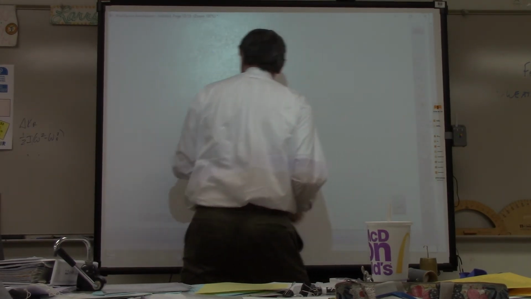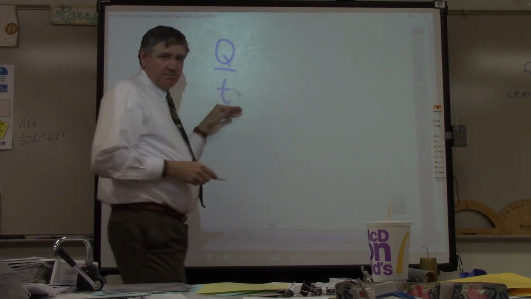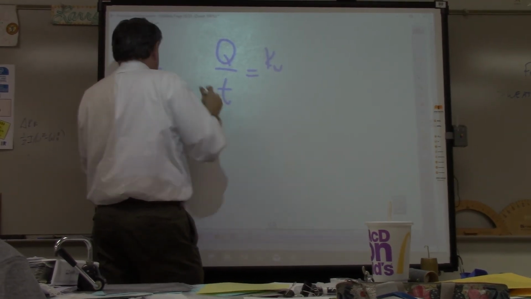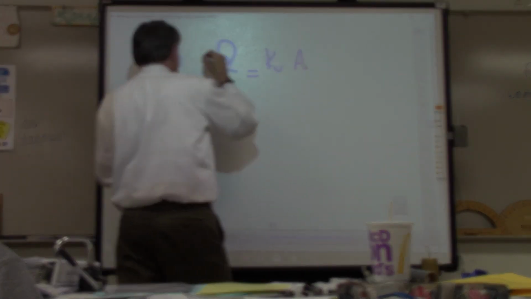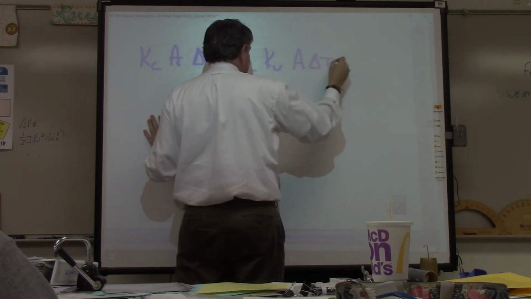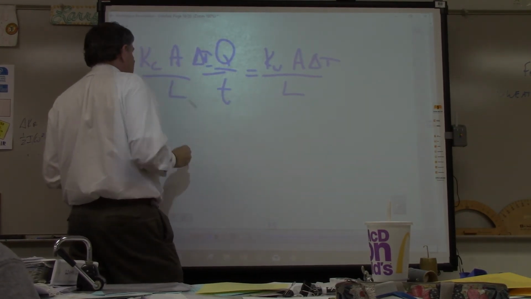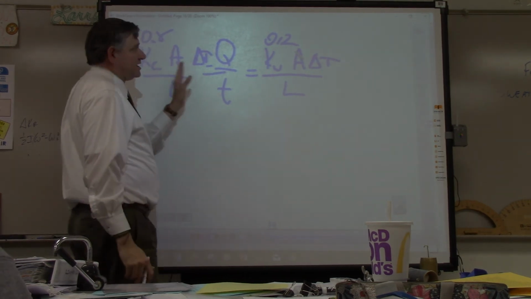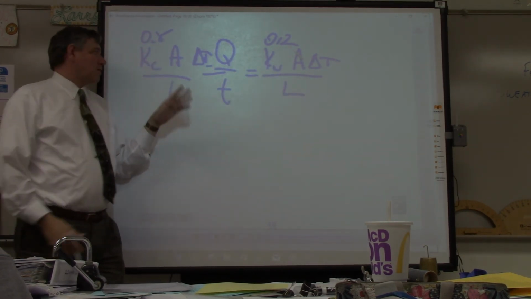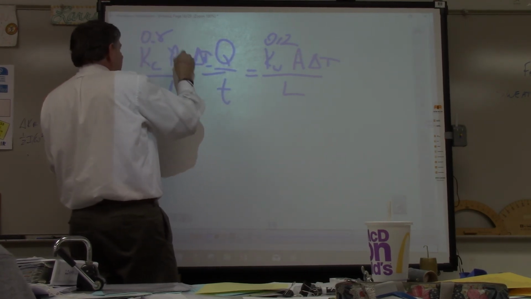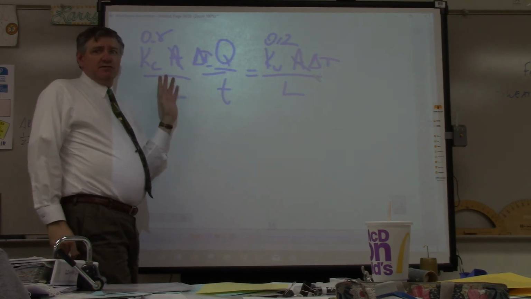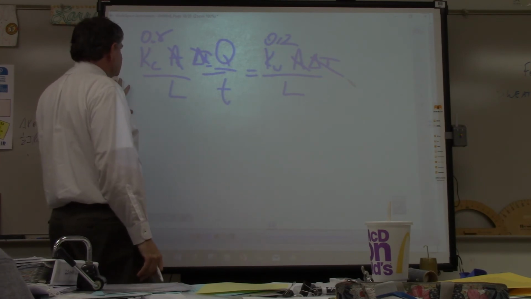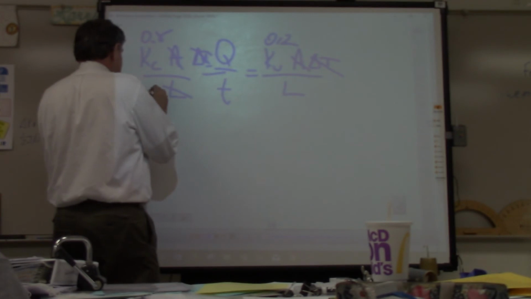So here's how you can do this problem. You have Q over T, thermal energy per unit of time, which is K of the wood and K of concrete, times the area, delta T, over L and L. Concrete is 0.8, wood is 0.2. Since the areas are the same, do we have to worry about that? No. If you're really picky, we'll put in a number of 1. What about your temperature gradient? It's going to be the same. So the thickness of the concrete wall is 20 centimeters.